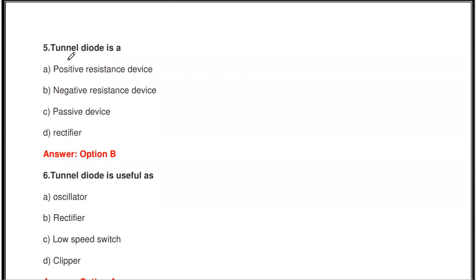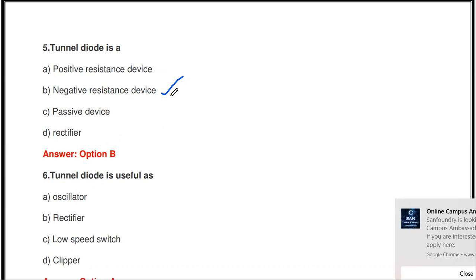Then the next one, the tunnel diode. The tunnel diode is an important microwave active device. Tunnel diode is a positive resistance device, negative resistance device, passive device, rectifier. The important property of the tunnel diode is its negative resistance region. That's why the tunnel diode is called a negative resistance device. Using this property, we can use the tunnel diode in microwave applications.